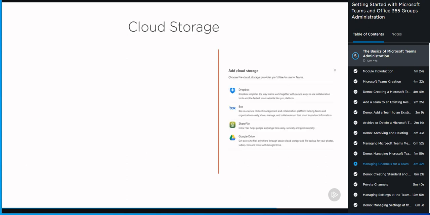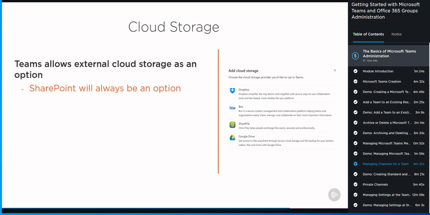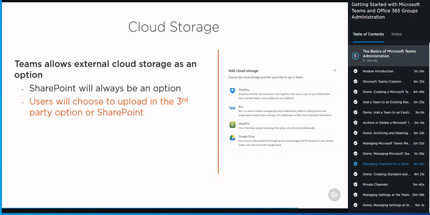Now that we have seen the theory, let's go to the lab and create a standard channel, a private channel, see how we can edit and delete channels, and finally add a third-party cloud storage option. We are now in the lab environment, so let me open up Microsoft Teams over here, and we're going to add channels inside the IT Systems Refresh team.